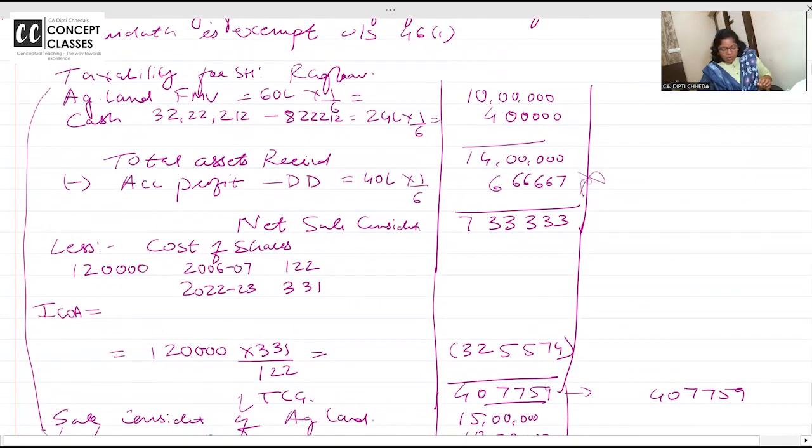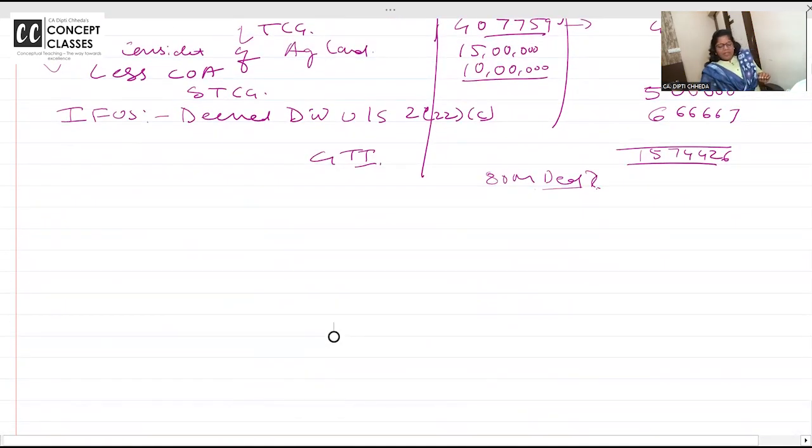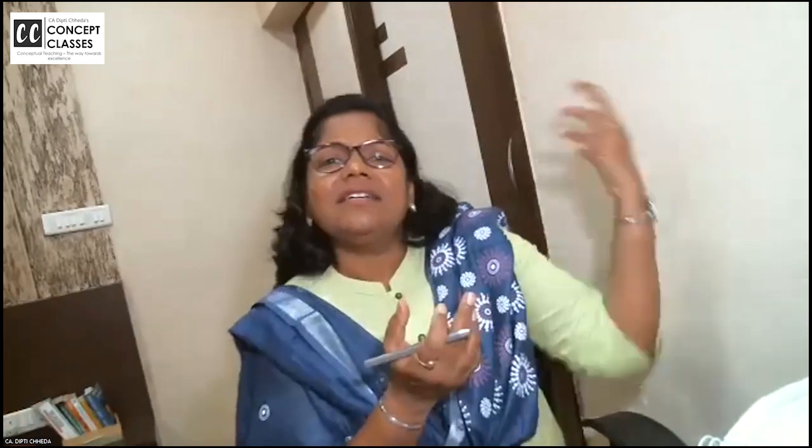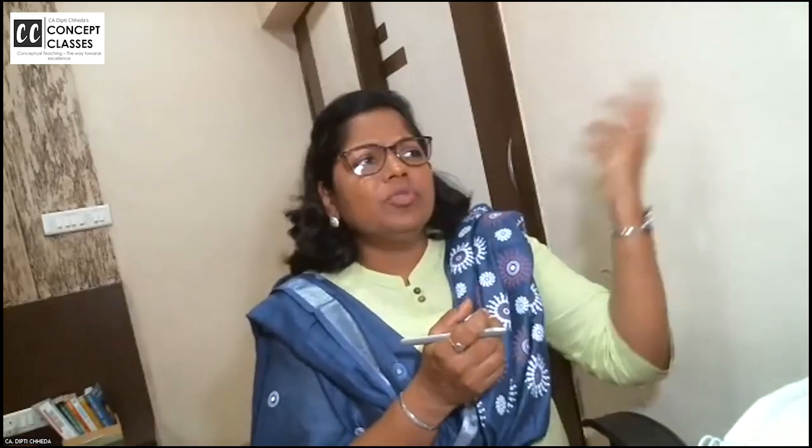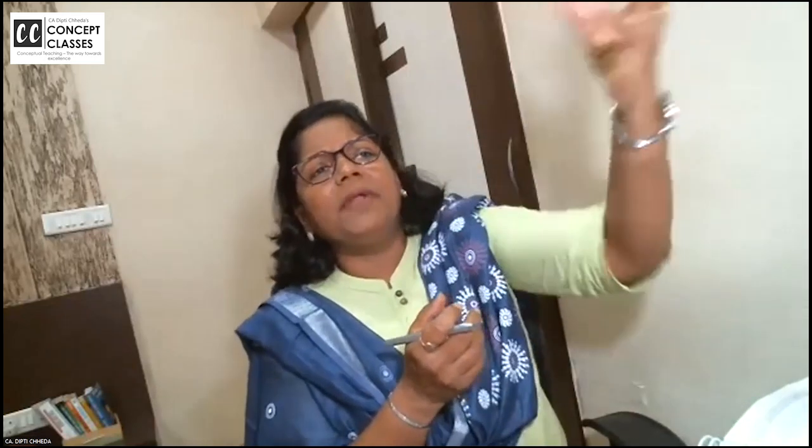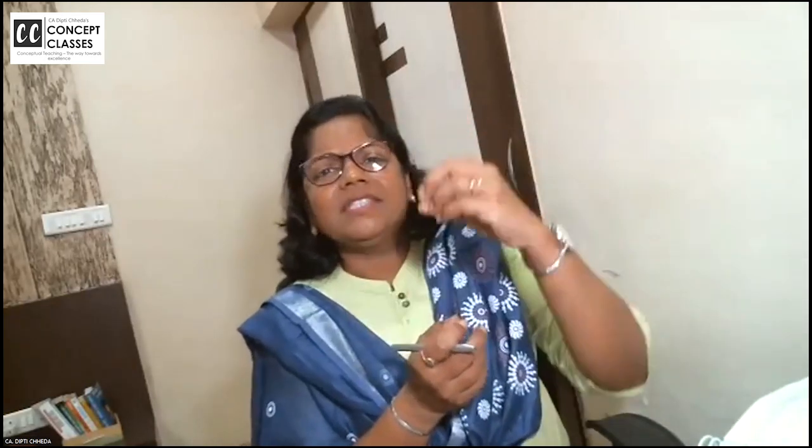Section 80M deduction is not available to Raghav because he is an individual. The deduction is available only to companies. And what is the purpose? Companies themselves are receiving dividend from mutual funds, from foreign companies, from Indian companies.